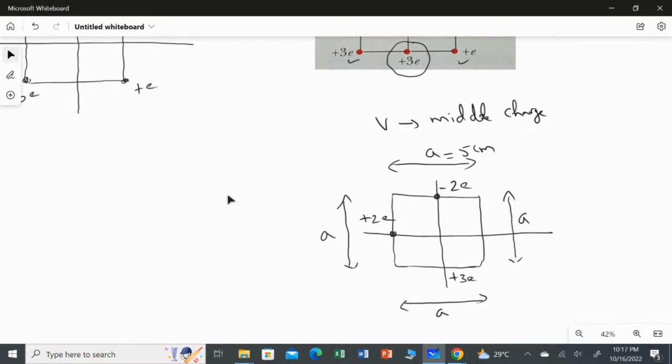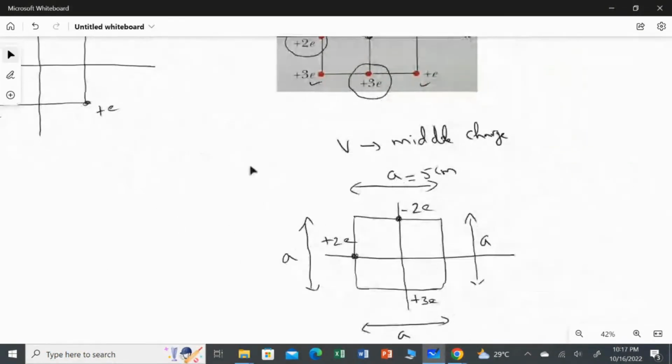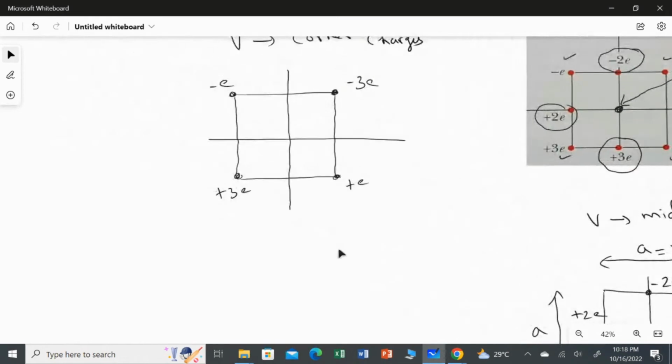Understand? Okay, now I'm going to find the potential for the corner charge. After I find the value for the corner charge potential, I'm going to come to the middle charge. Once I find the answer for the middle charge, I'm going to find the net potential by adding the corner charge and the middle charge. And after that, I'm going to use the work done formula. Clear? So let's start with the corner charge.